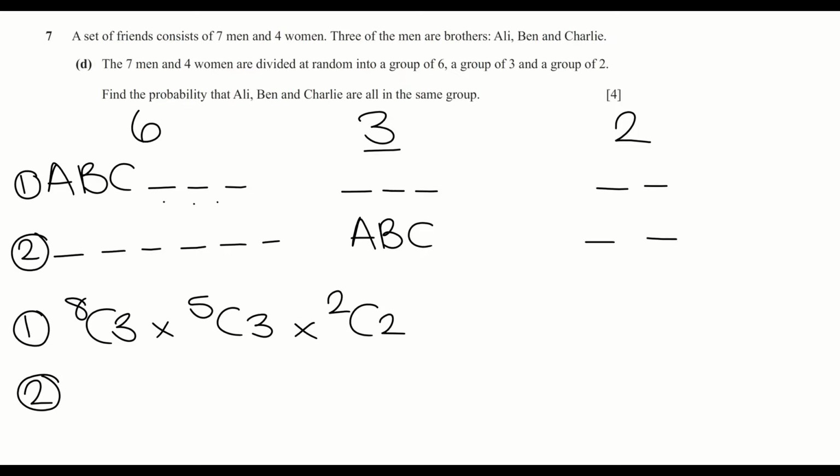For option 2, I have 8 people, and I need to place 6. So I can say 8C6. I have the 3 brothers in group 2, we can leave that, and then 2 people in group 3, 2C2. But remember that 2C2 is equal to 1. So we can cancel that and cancel that. Now I need to consider option 1 or option 2. So I need to add these together.